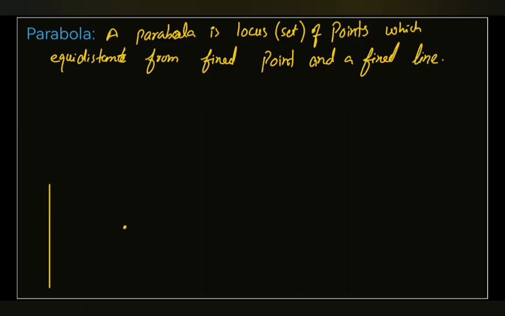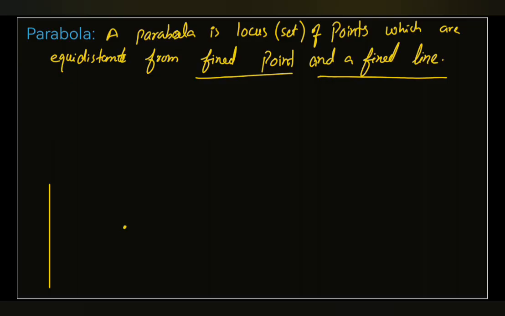The parabola is the locus of points. Locus means set of points which are equidistant from a fixed point and a fixed line. The main definition lies on these two things, that fixed point and the fixed line. So the equidistance from the fixed point and the fixed line, these set of points make a parabola.